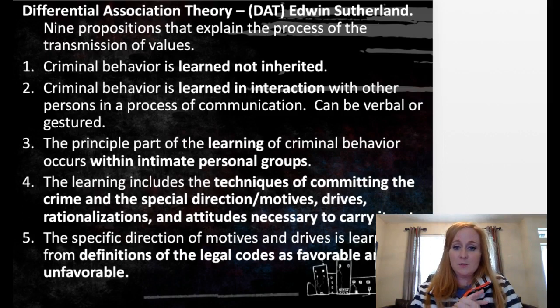The third is that the learning of criminal behavior occurs within intimate personal groups, because that's our primary way of learning things and making decisions on how to act, what to say, who to be. That learning includes techniques of committing the crime, the special direction or motives, the drives, rationalizations, and the attitudes necessary to carry it out. So it's going to come all together in that package. The specific direction of the motives and the drives is learned from definitions of the legal codes as favorable and unfavorable. So you're going to kind of translate the law as it applies to you.